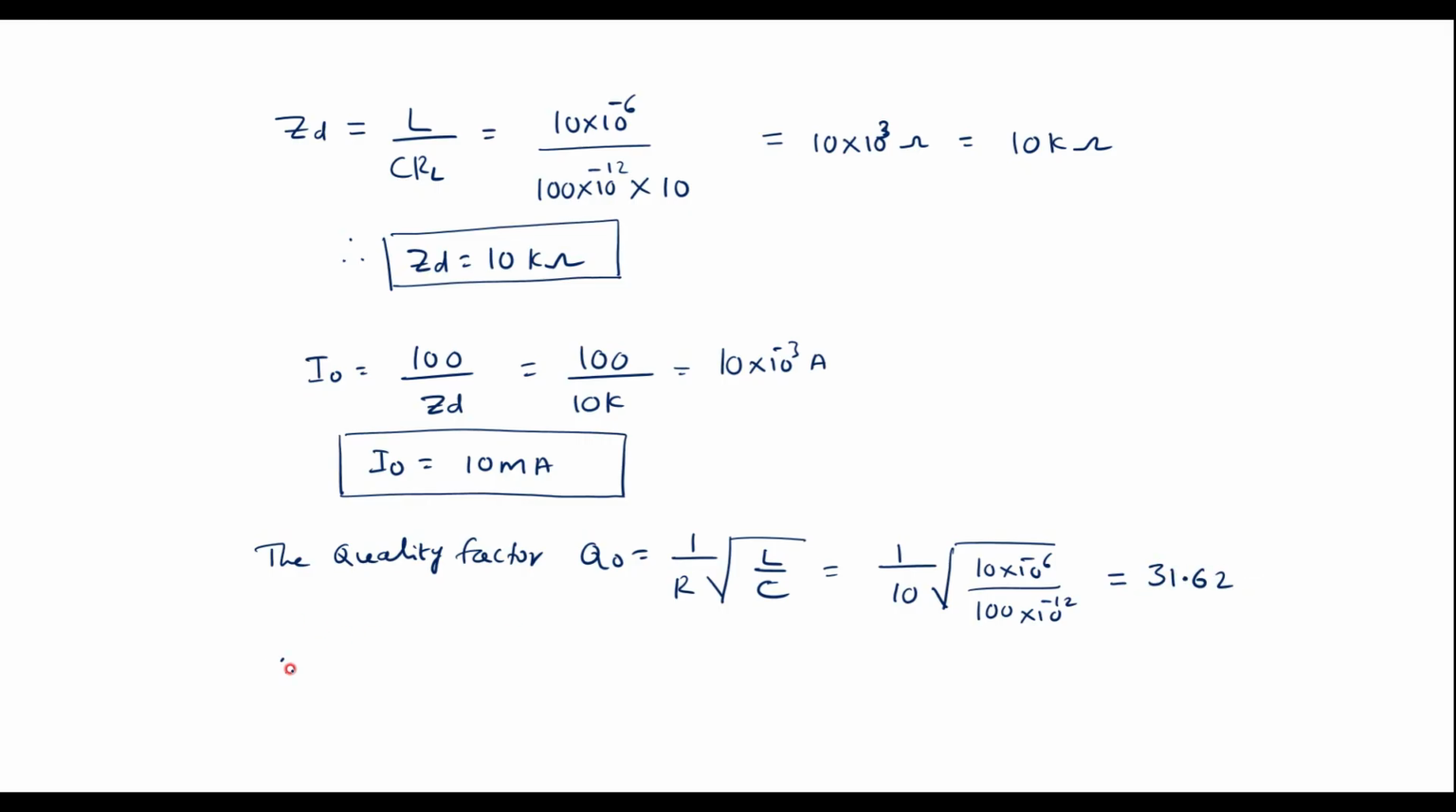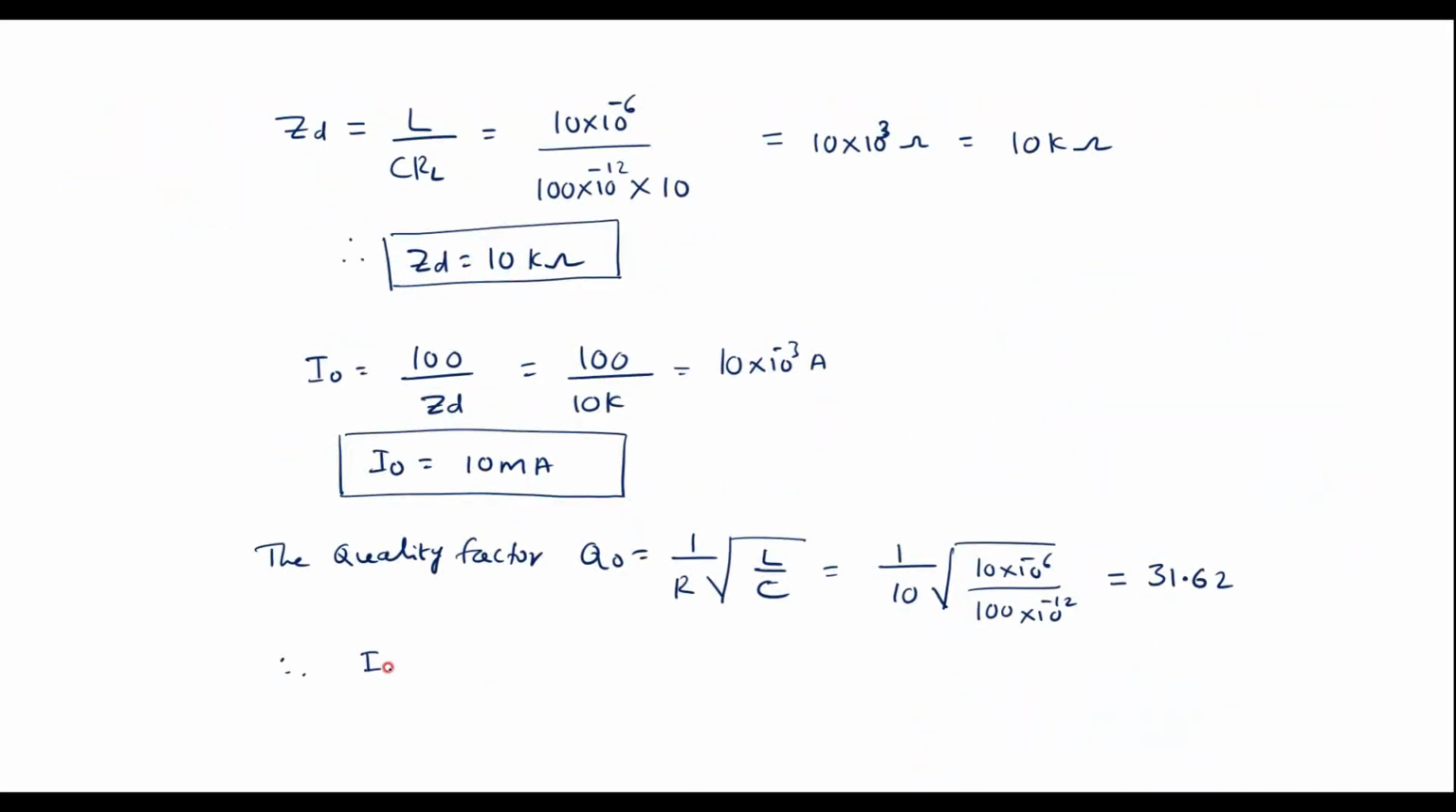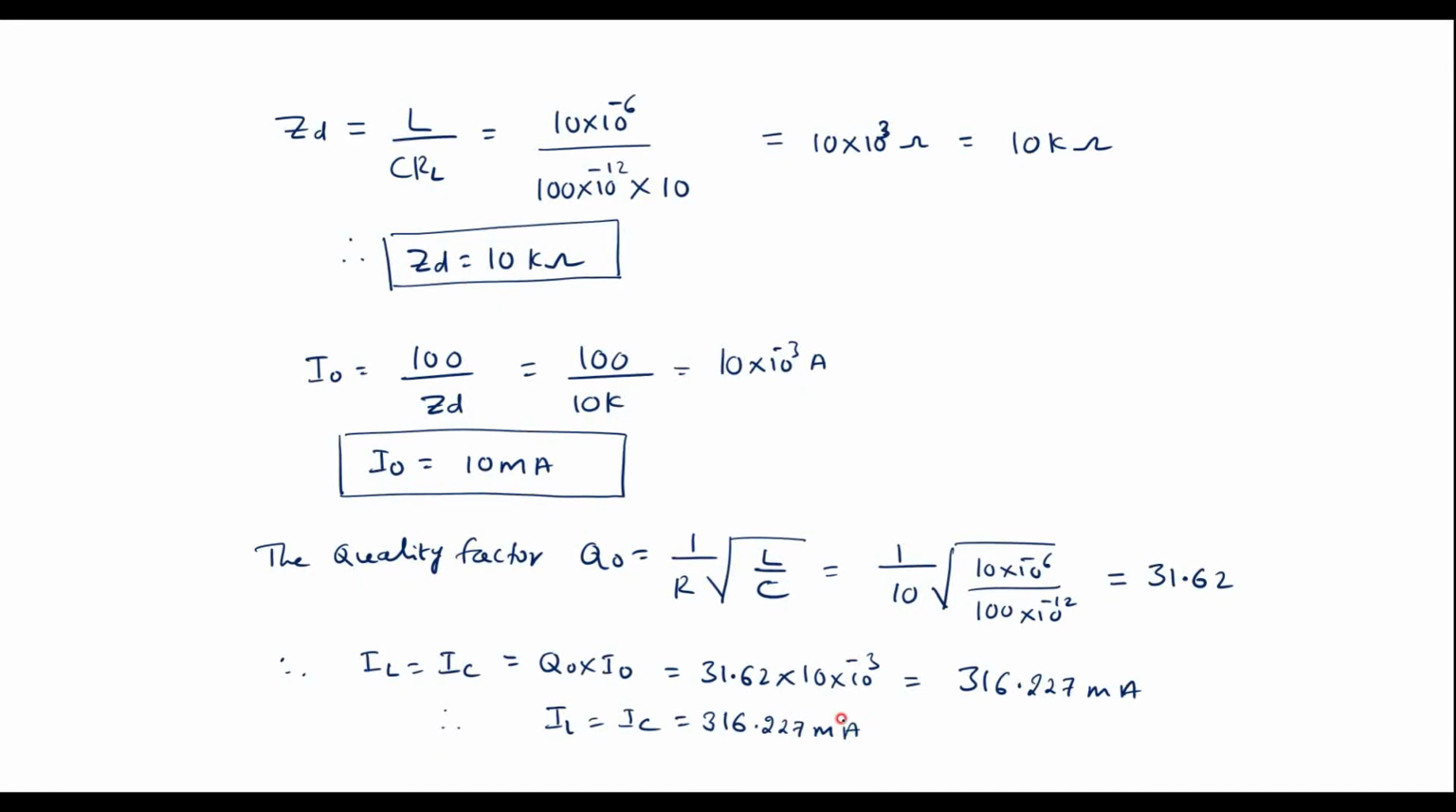31.62. So therefore the current through the inductor branch and the current through the capacitor branch are the same, that is IL is equal to IC is equal to quality factor into I0. So here the quality factor value is 31.62 into I0, which is 10 into 10 power minus 3. Solving this, we get 316.227 milliamp. So therefore IL is equal to IC is equal to 316.227 milliamp. Thus we found all parameters.